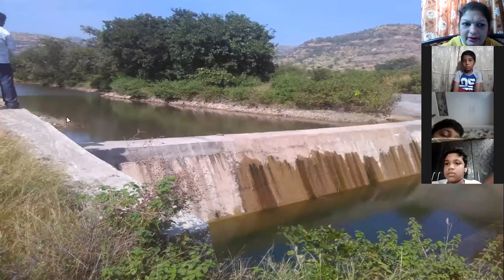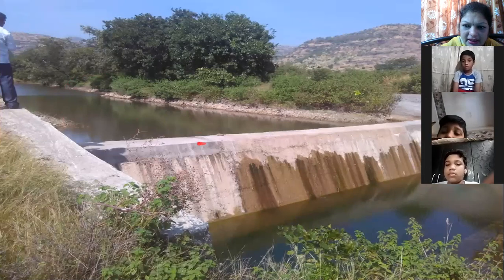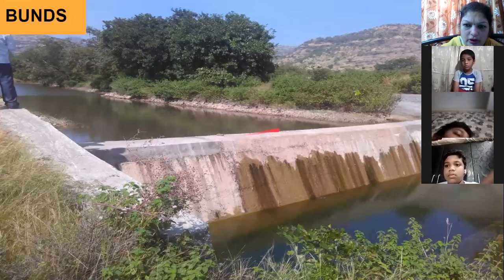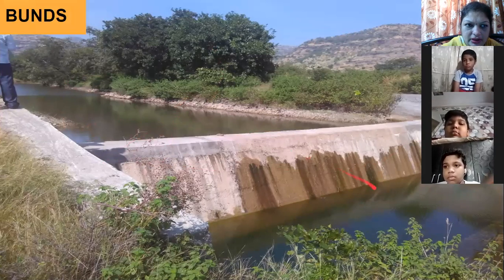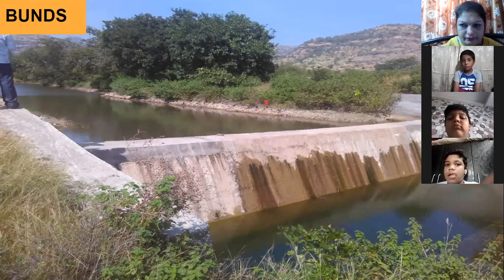And again you can see here, this picture is about another source of water where water gets collected. This is a bund. This is known as bunds. You can see this border of a wall which is there. So here you can see the water is being collected in the dams and in the bunds, and there are different sources of water from where the crops are using that water for growth, that is for irrigation.